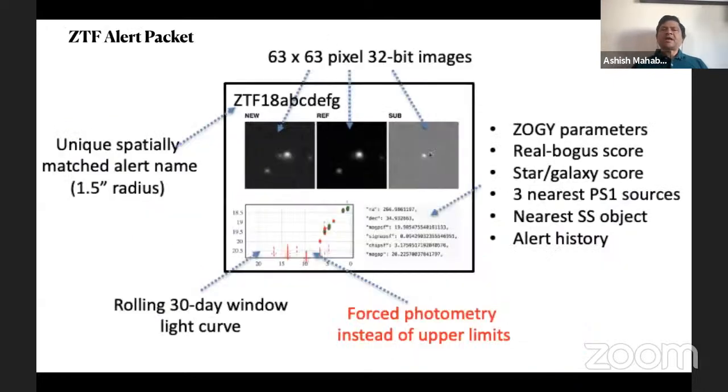So the main currency of the real-time part is this alert, where we have 3 cutouts. There is the latest image, the reference image, and the subtraction image. And the light curve from the previous 30 days is provided with that. Now, forced photometry is also provided on ZTF data, so that's something you can take advantage of. And there are many metadata parameters available with the cutouts.